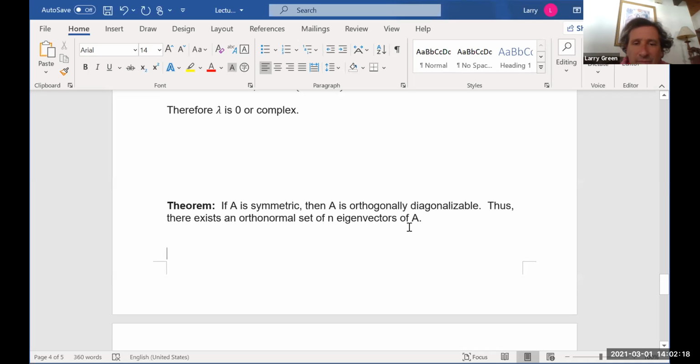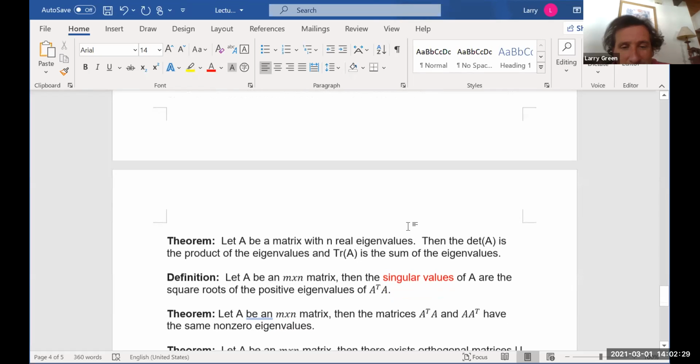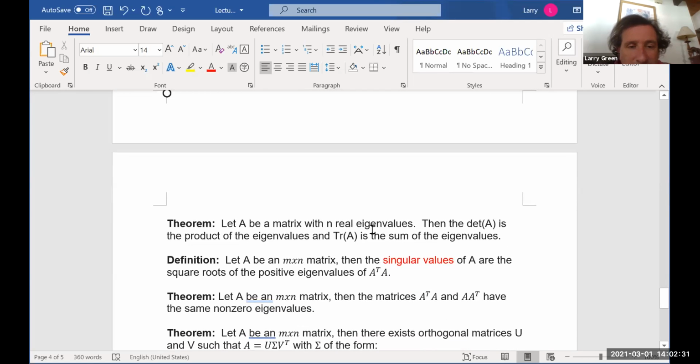Okay. Do you remember that? So it's a big theorem. That's why it's said twice in two different sections. But I'm going to move on because we've already had it. But I want to remind you.